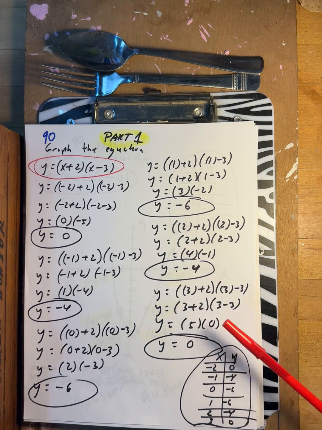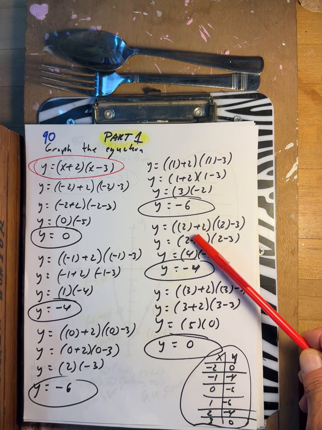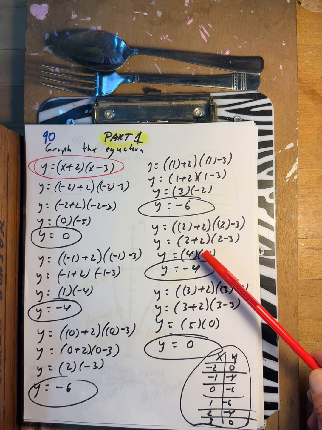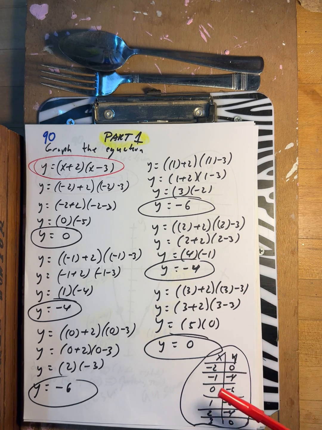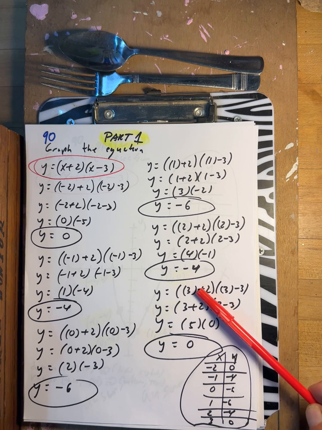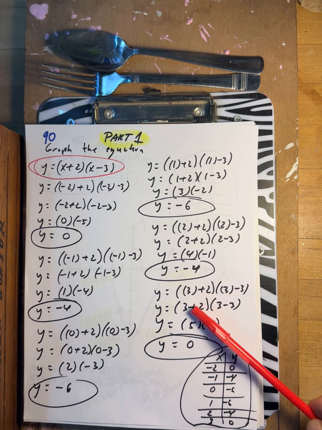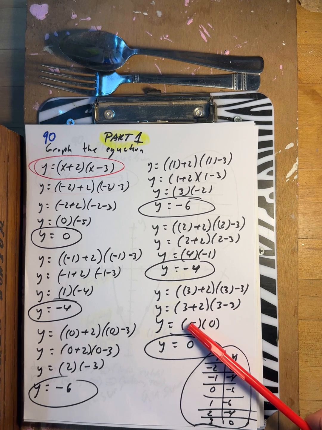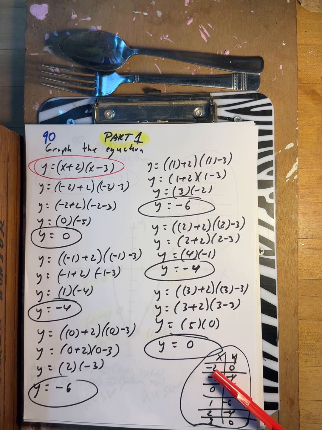And what else do we have? Next one's going to be what? 2. Put a 2 there. 2 plus 2 is 4. 2 minus 3 is negative 1. Negative 1 times 4 is negative 4. There it is. The last one, put a 3 in there. 3 plus 2, 3 minus 3. 3 plus 2 is 5. 3 minus 3 is 0. 5 times 0 is 0. So we have negative 2, 0.